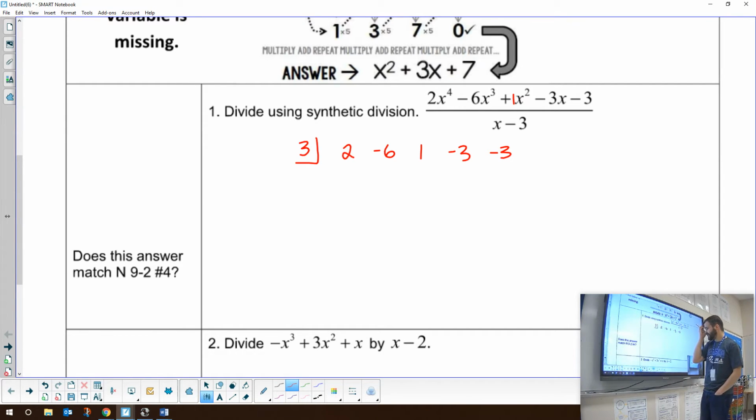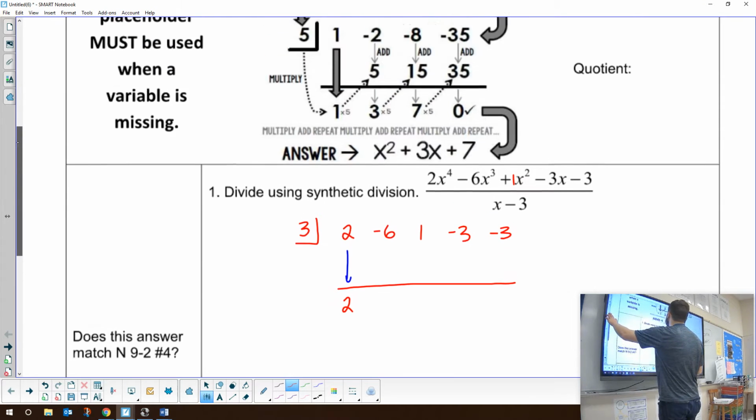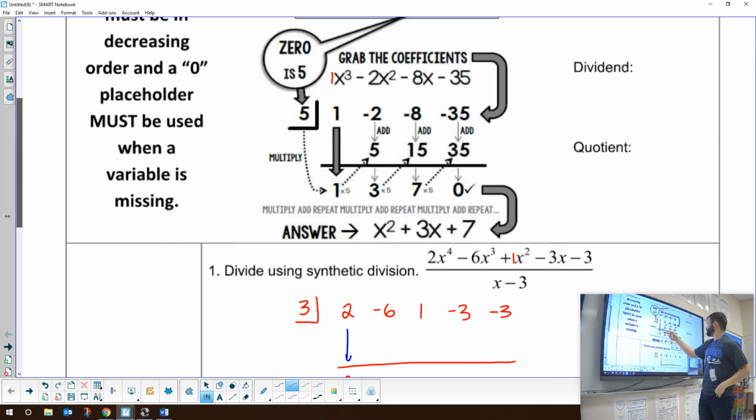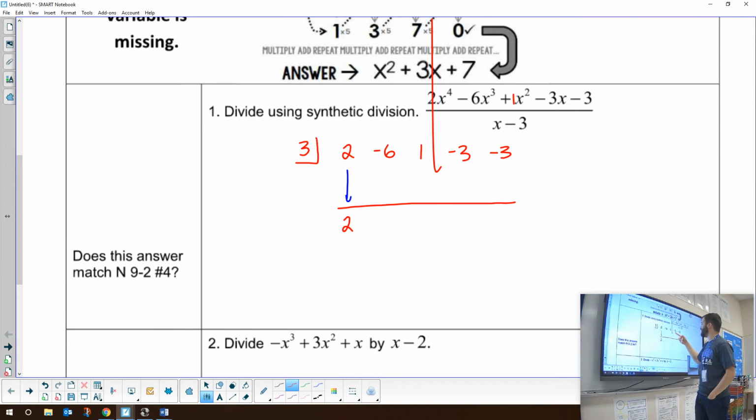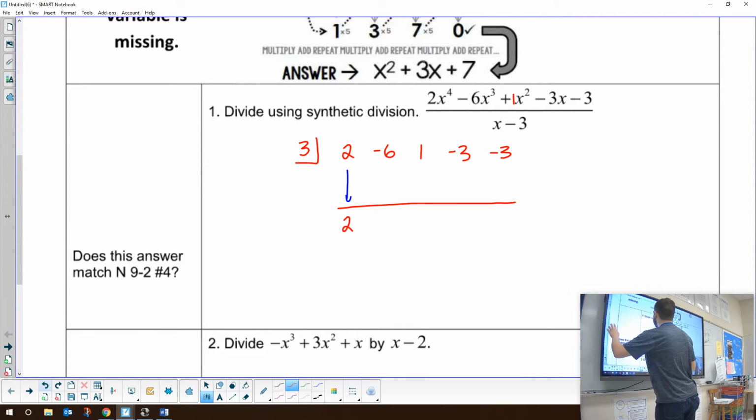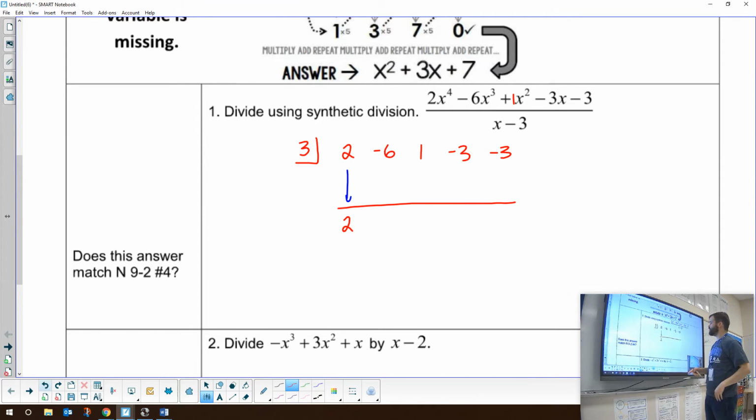Okay? Now it's super easy division. Watch what happens. We're going to draw a line right here, and the first thing we're going to do is bring down this 2. If you ever get lost, look back at your instructions here. So we bring down our first number, then we multiply, add, multiply, add, and the last one is going to be my remainder. So it goes like this. We're going to multiply first. We're going to go 3 times 2, and write it right there. Okay, so 3 times 2 is 6. Then we're going to add.